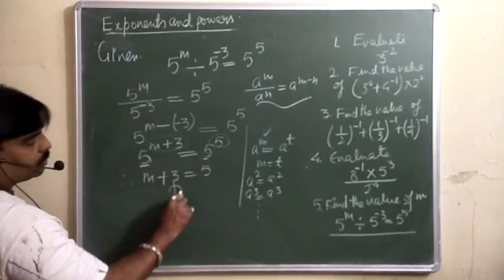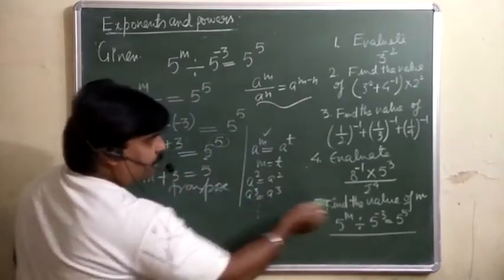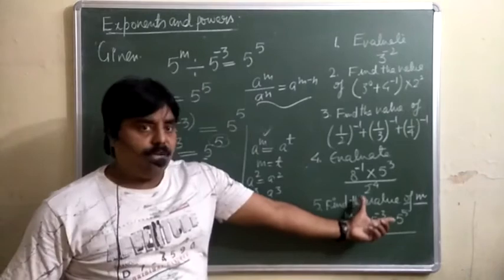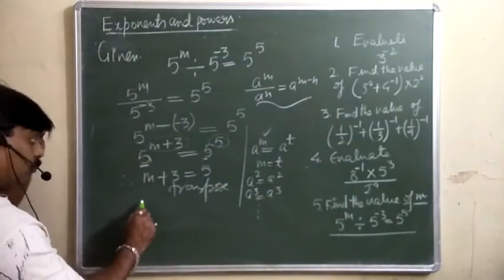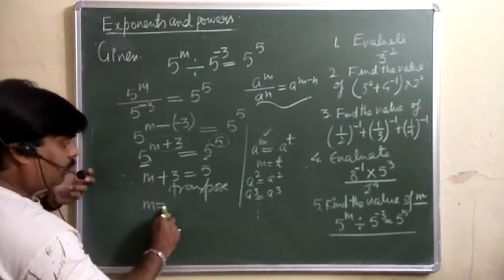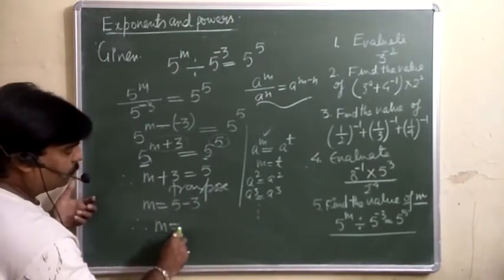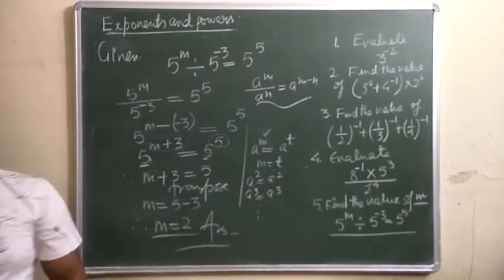Now you can transpose because we want to find out the value of m. हमें क्या है m की वैल्यू निकालनी है. इसमें we are supposed to find the value of m is here only कि इस m की वैल्यू क्या होगी. तो ये हो गया ट्रांसपोज करेंगे तो this is m is equal to 5 minus 3. So therefore m is equal to 2 and this is your answer. Have a look.